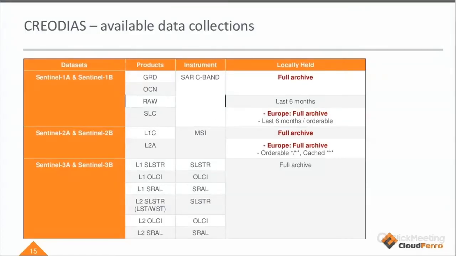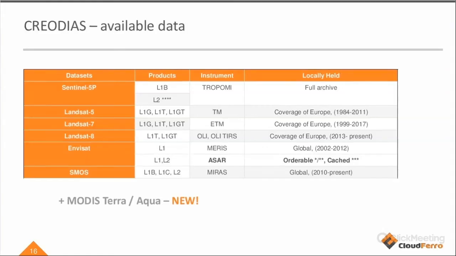And not all the collections are full, so some collections are limited, but again, if you reach out to us because you need a full archive, or very old images, we can download them and add them to the archive. And some products are orderable, which means that you can order them through the API and process them as soon as they're available in the data.